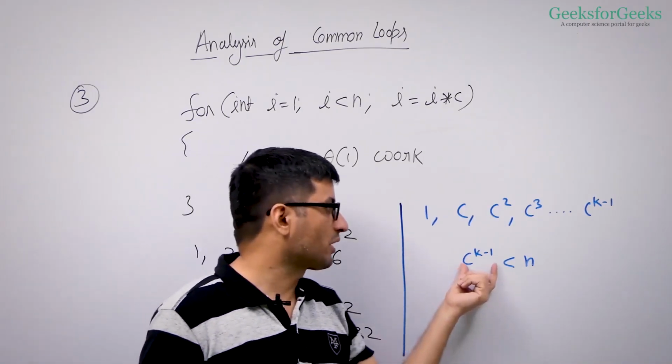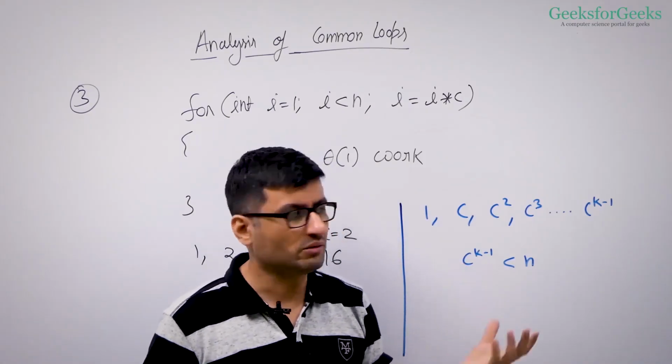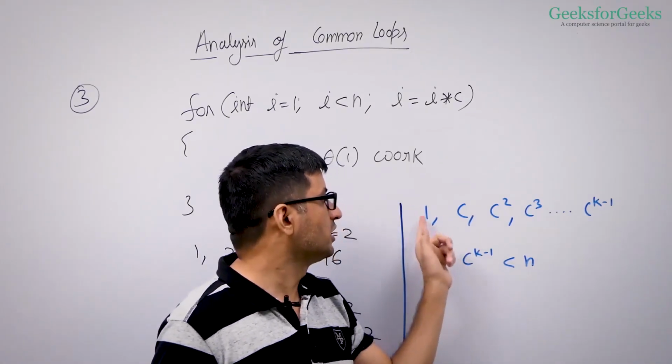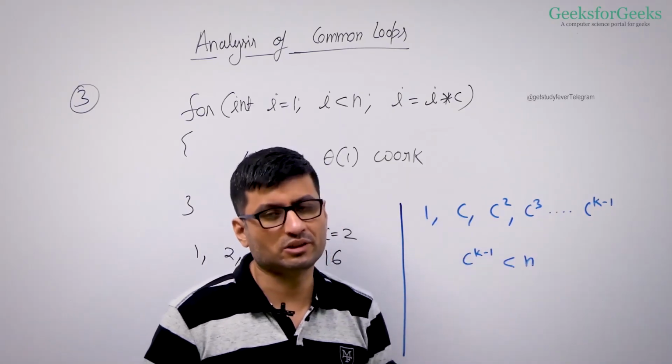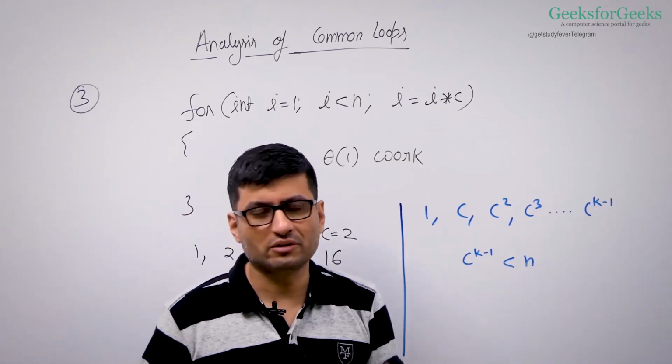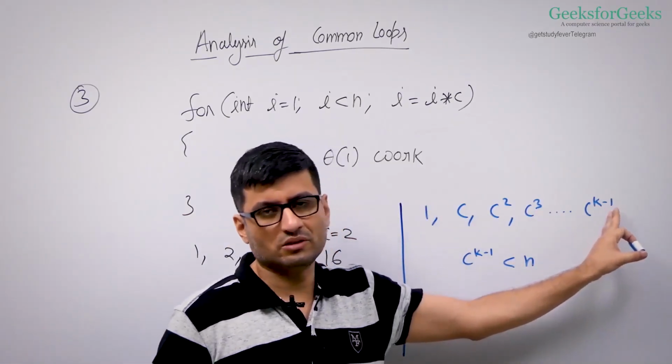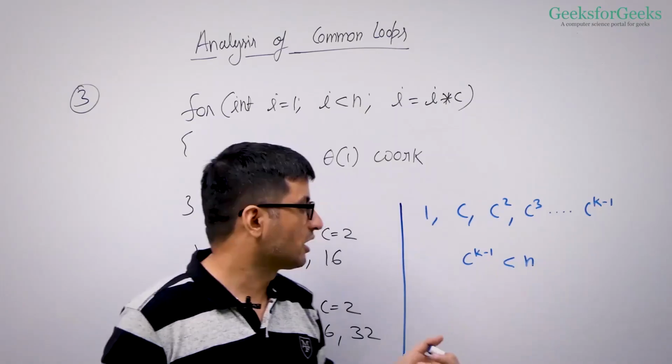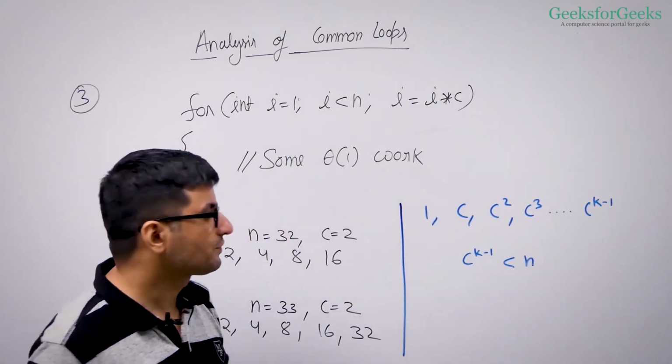And c raised to the power k minus 1 has to be smaller than n because it's running from c raised to the power 0 to c raised to the power k minus 1, so the total number of times it runs is k, c raised to the power 0 to k minus 1, right? So how many times does it run? K times. Now we want to figure out what is the value of k.